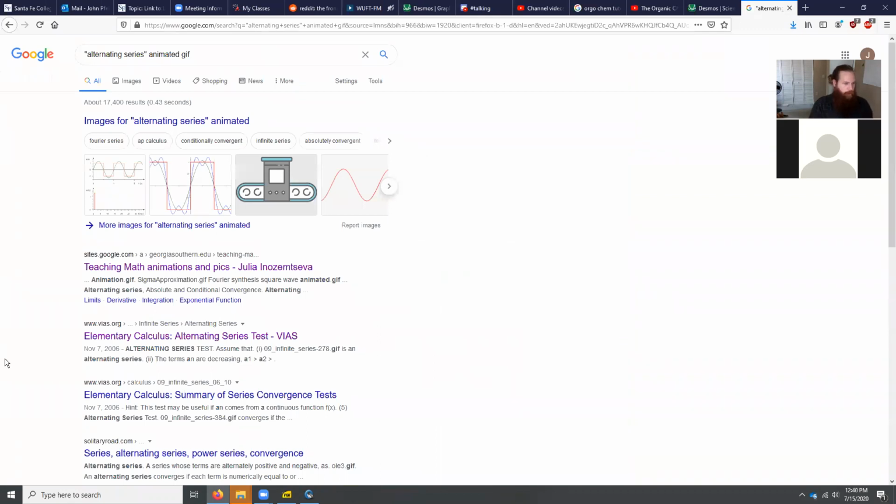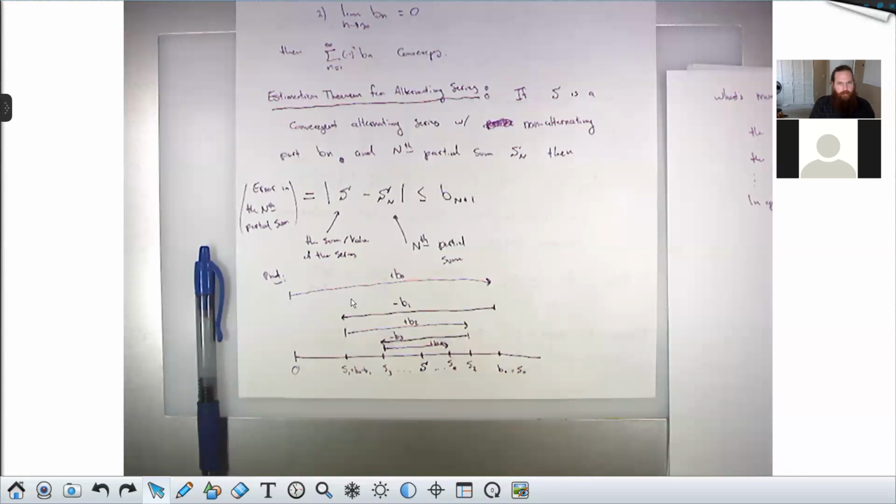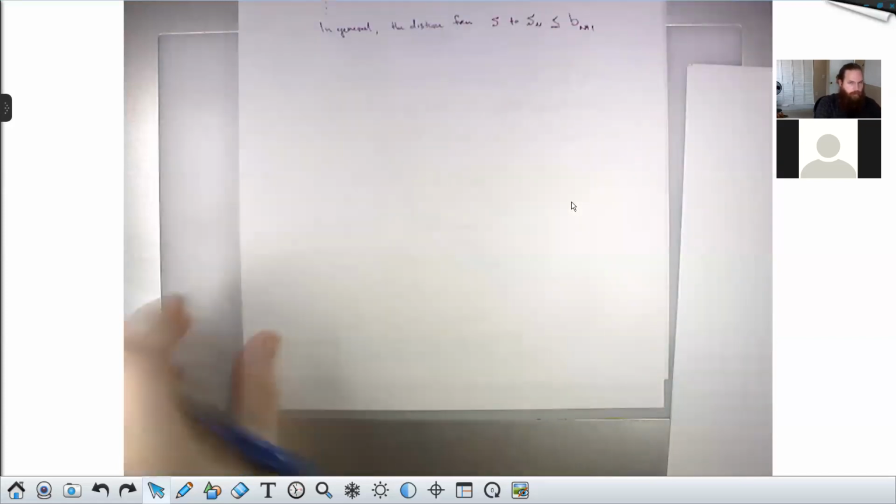But the picture is there, right? The picture is exactly this. The nth partial sum, the distance between the full sum and the nth partial sum is the distance from S to whichever partial sum you want, S2, S3, whatever. That distance, like for example, the distance here from S to S1 is smaller than B2, because B2 jumps you back over S to S2. So that's the result.